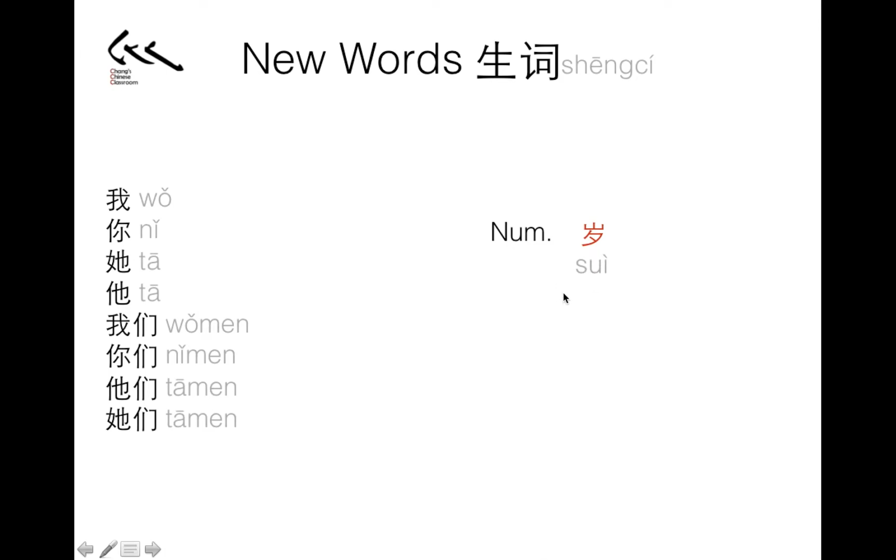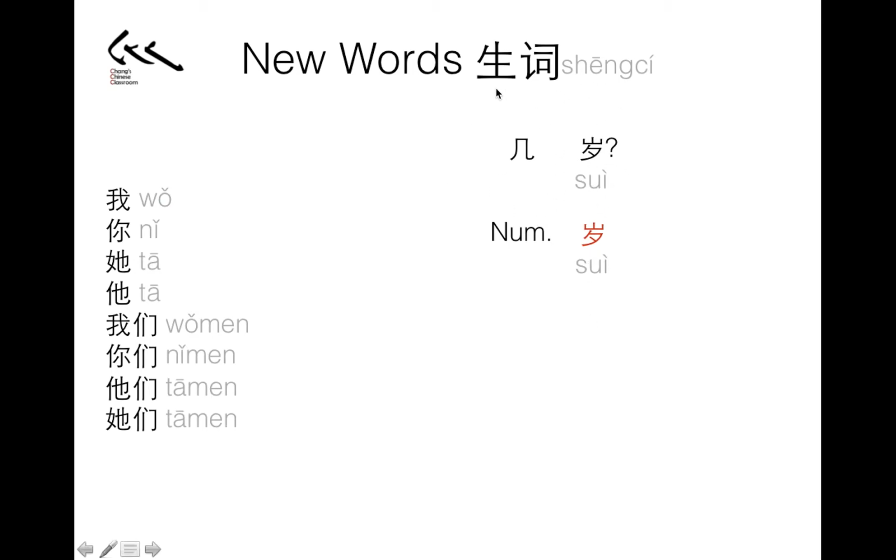And she's 30 years old. 她30岁. They are 40 years old. 他们40岁. Alright, so much for the statements. We need to know how to ask the age.